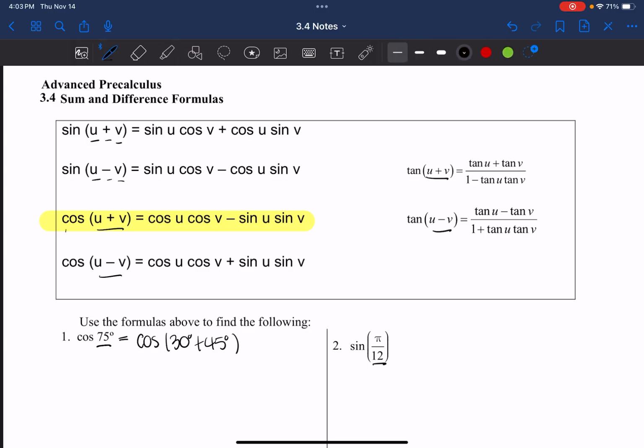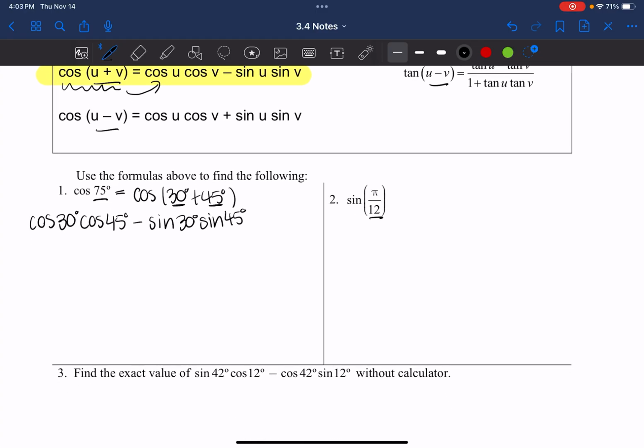Since it was given to me in this form, I am just going to expand it using that formula. So I'll have cosine of u, our u is 30, times cosine of v, our v is 45 degrees, minus sine of 30 degrees times sine of 45 degrees. And then I just simplify.